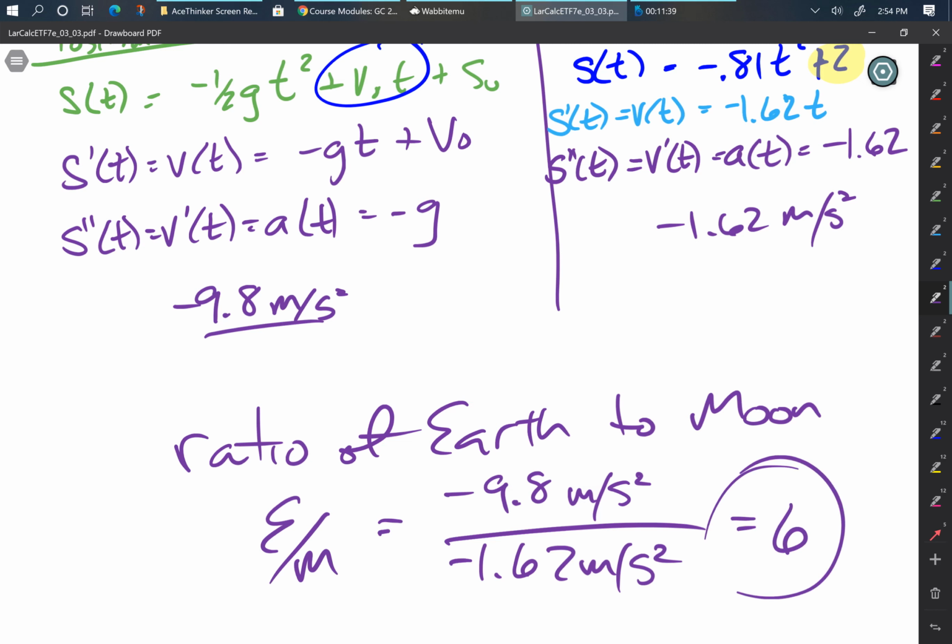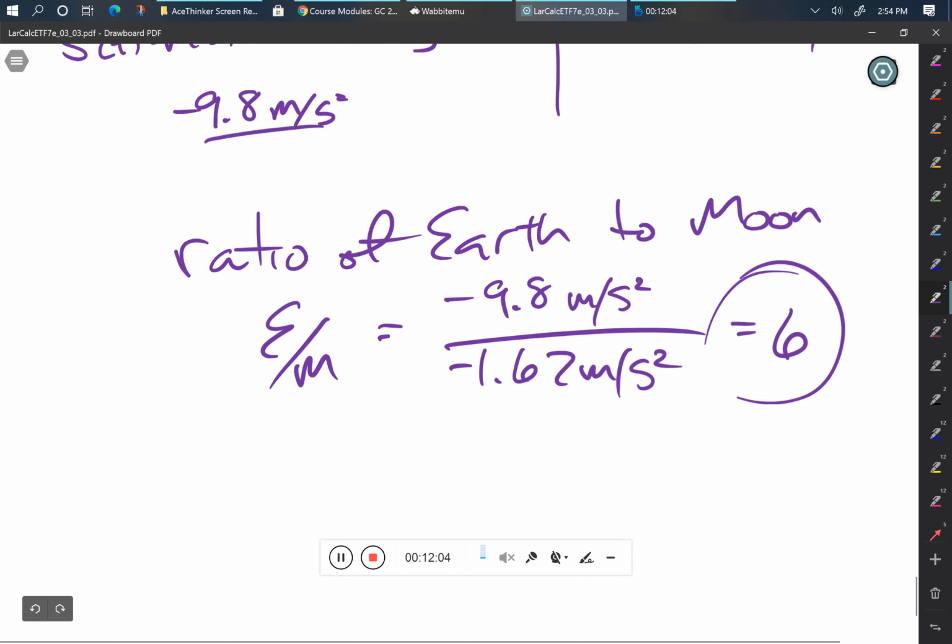Now, if we had talked about the ratio of the Moon to the Earth, that would be Moon upstairs, Earth downstairs, so that would be 1/6, or we would feel 1/6 as much, which would explain why if you look at the videos of the guys walking around on the Moon from back in the day, they look like they're jumping and moving around. It's because the gravity up there is so much less that they can't walk normally. They end up just jumping around, bouncing.